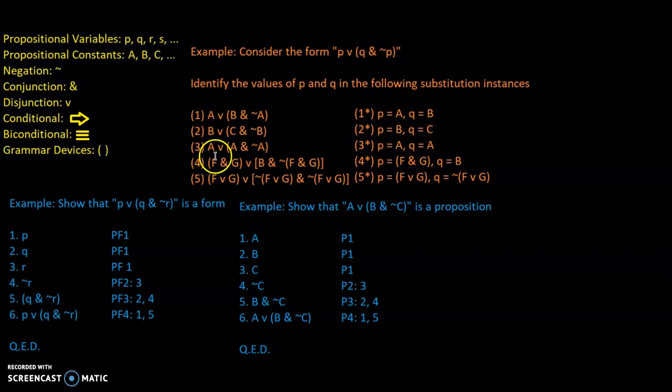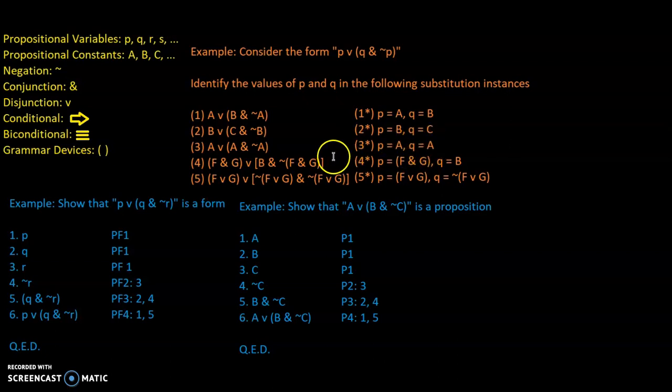Let's look at number 3. If P is just A and Q is also A, and you substitute it in, you get this. So this proposition is a substitution instance of this form, where P is A and Q is also A.